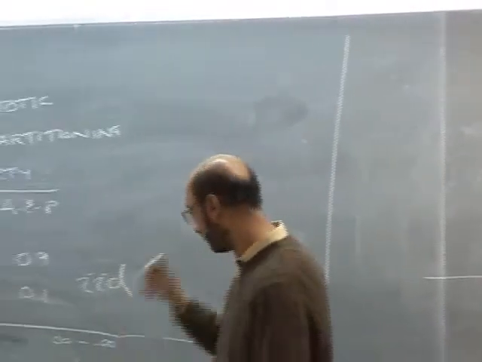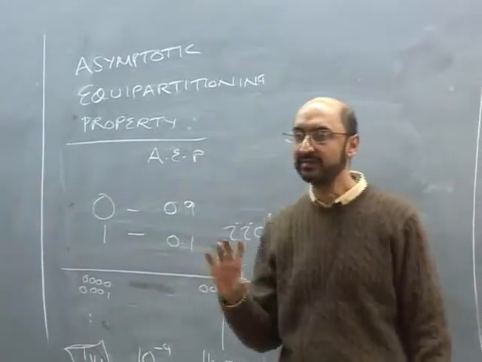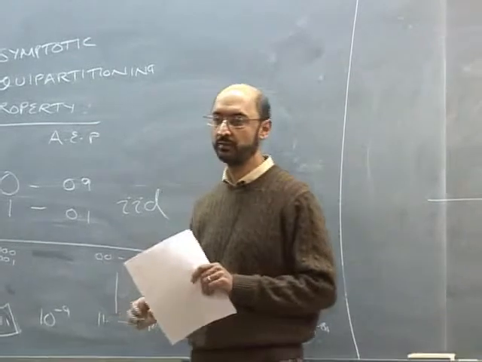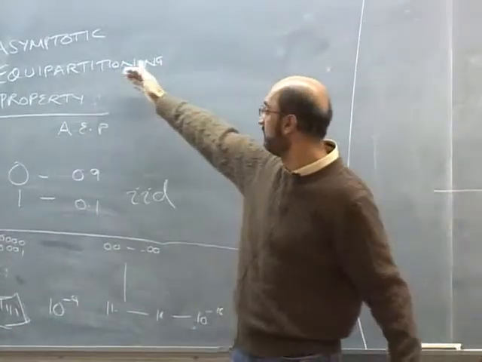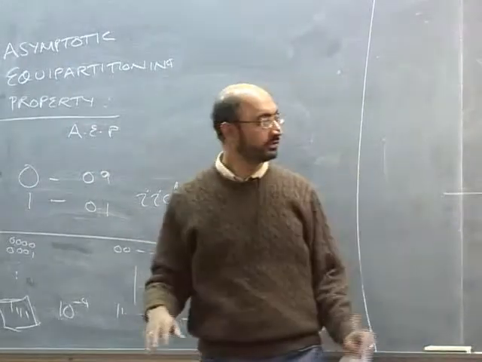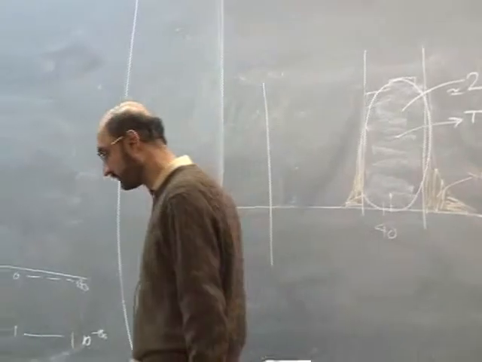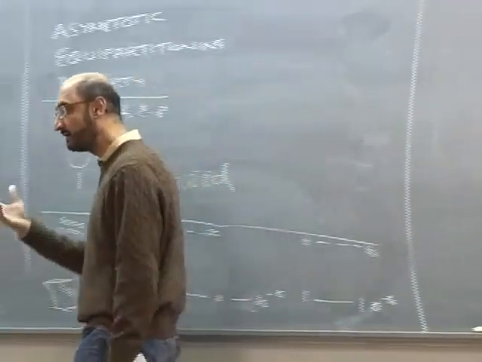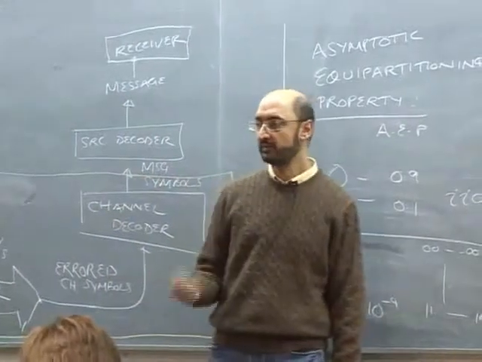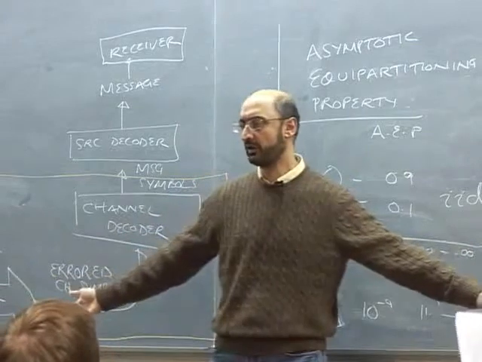So if m, the message length, is small, then the typical set size and the atypical set size are close to each other. But if m is large enough, asymptotically, if m goes to infinity, what will happen is that we're going to divide the set of messages into those in the typical set and those in the atypical set. And we can make the fraction of messages in the atypical set as small as we want by taking the message length as large enough.